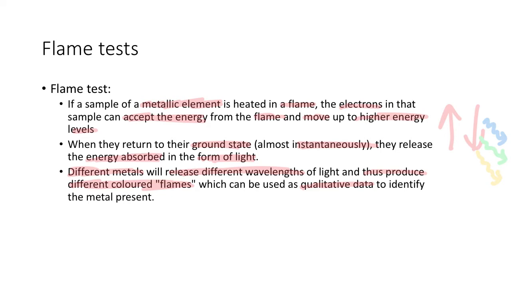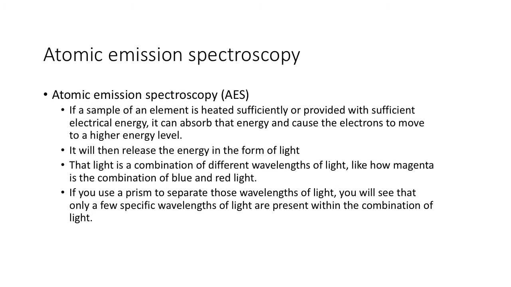All right. What is atomic emission spectroscopy then? Right, so in atomic emission spectroscopy, a sample of an element is heated sufficiently to provide it with enough energy, or electrical energy. So you provide it with different types of energies. It can absorb that energy and cause the electrons to move up to higher energy levels. We knew that. It will release that energy in the form of light. We knew that. And that light is often a combination of different wavelengths.